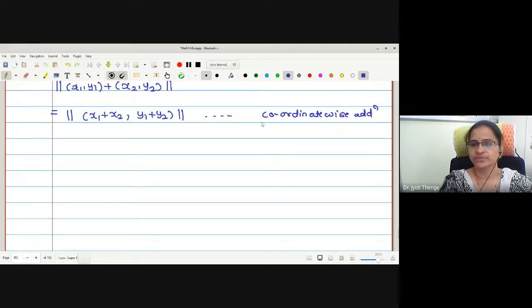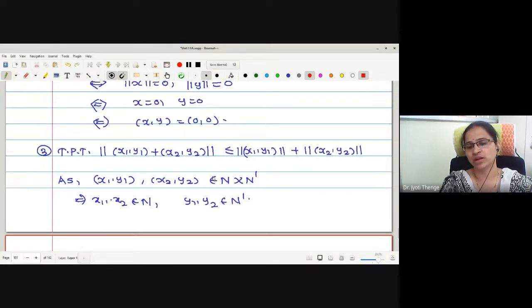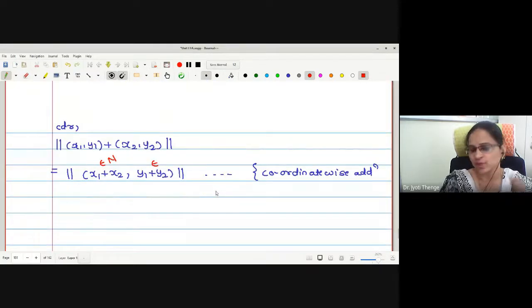Is that okay? Coordinate-wise addition we have followed. Now, what about the first element x1 plus x2? If both x1, x2 are in N, what about this? Yes, this is an element of N. What about this? y1, y2 are in N dash, so y1 plus y2 is in N dash.